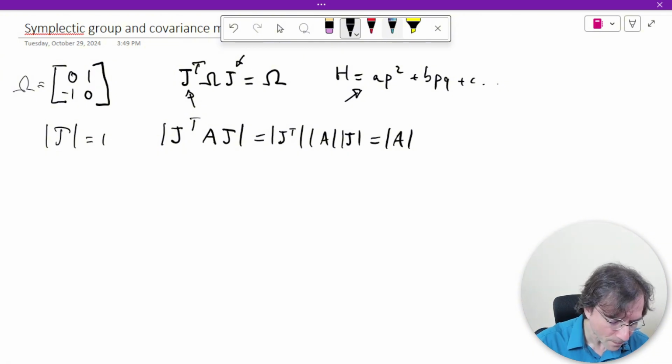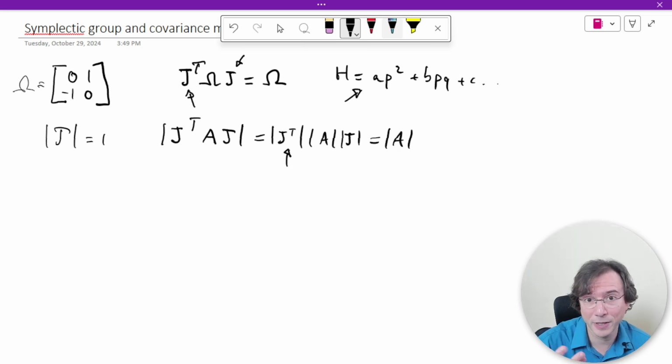And so for a single degree of freedom, it turns out that every matrix that has a determinant equal to 1 can be a Jacobian of a symplectic transformation, can be a member of this symplectic group. And so essentially any transformation that preserves the determinant of a matrix is something that is symplectic.